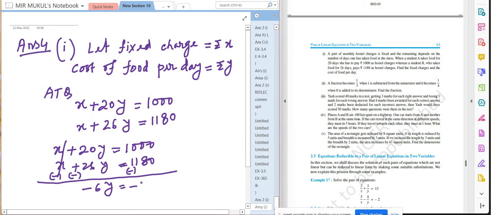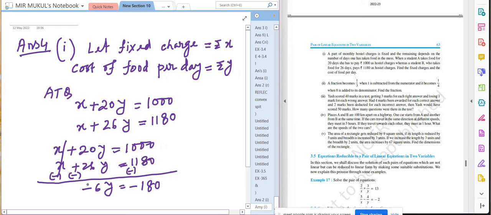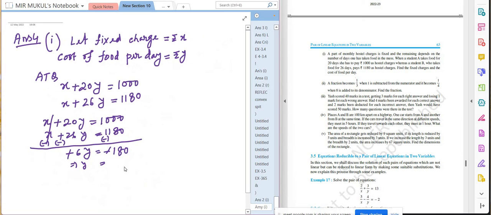If we subtract, then what do we get? 180. Yes, 180. So y equals 180 divided by 6, so 30. So y equals 30, right? Now we have to find x.